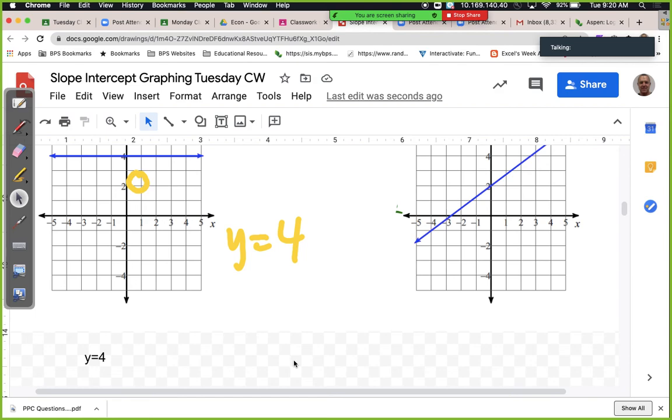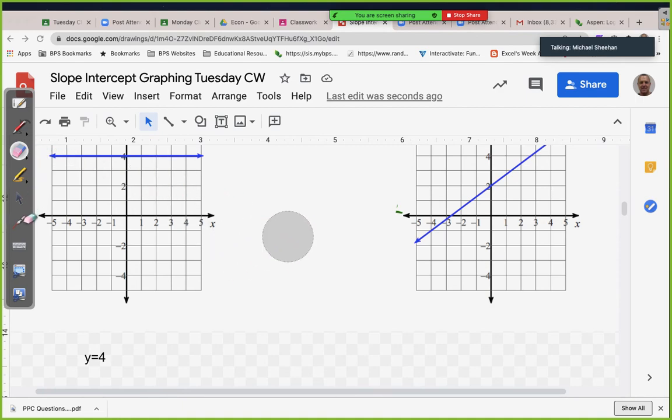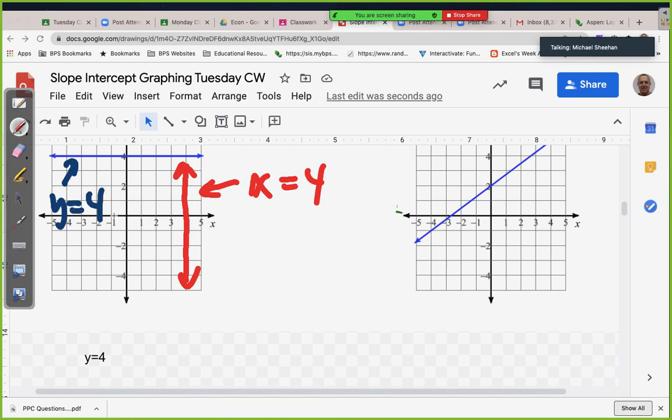Okay? If the graph looked like this, hold on. If the graph looked like this, straight up and down, vertical, I would say x equals 4. But as long as it's like this, I just say y equals 4.